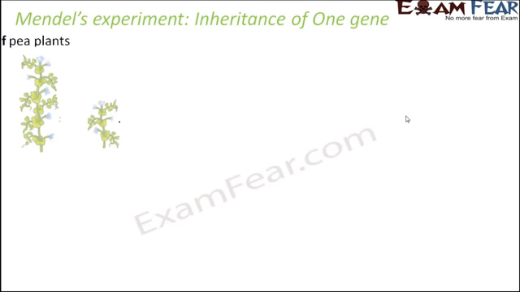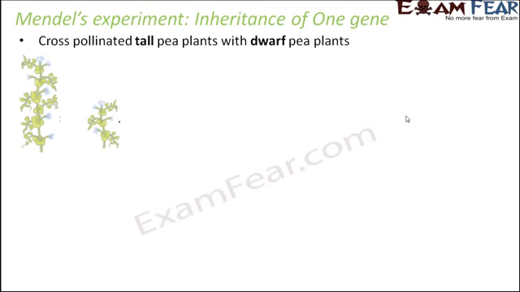For that purpose, what he did was he took tall pea plants and dwarf pea plants and crossed them with each other. So he did cross-pollination. This is a tall plant, this is a dwarf plant or short plant, whatever you call it. He cross-pollinated tall pea plants with dwarf pea plants, just to see how the traits are being passed on to the next generations. And what did he find? When he crossed a tall plant with a short plant, what was the result?